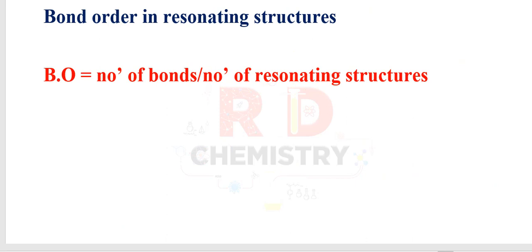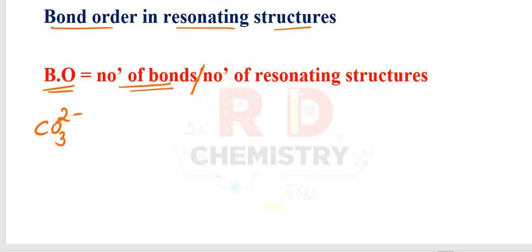Now how to calculate bond order in a resonating structure? When the given molecule or ion has resonating structures, for that you remember bond order is equal to the number of bonds between those two types of atoms divided by the number of resonating structures. So let me start with the carbonate, CO3 2 minus.